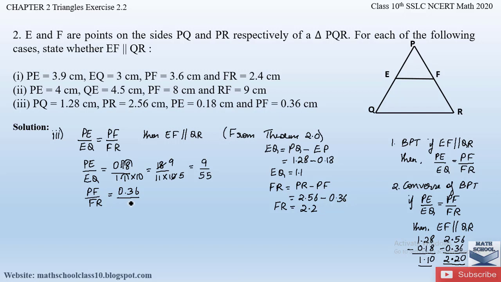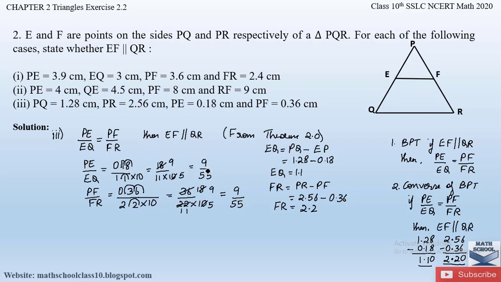So let us substitute the value of FR here. So it is 2.2. Again we have to remove the point in the numerator by 2 places. So let us multiply by 10 in the denominator. So we will get 36 divided by 22 into 10. So 2 9s are 18, 2 11s are 22, 2 5s are 10. So again you will get 9 divided by 11 into 5, it is 55.